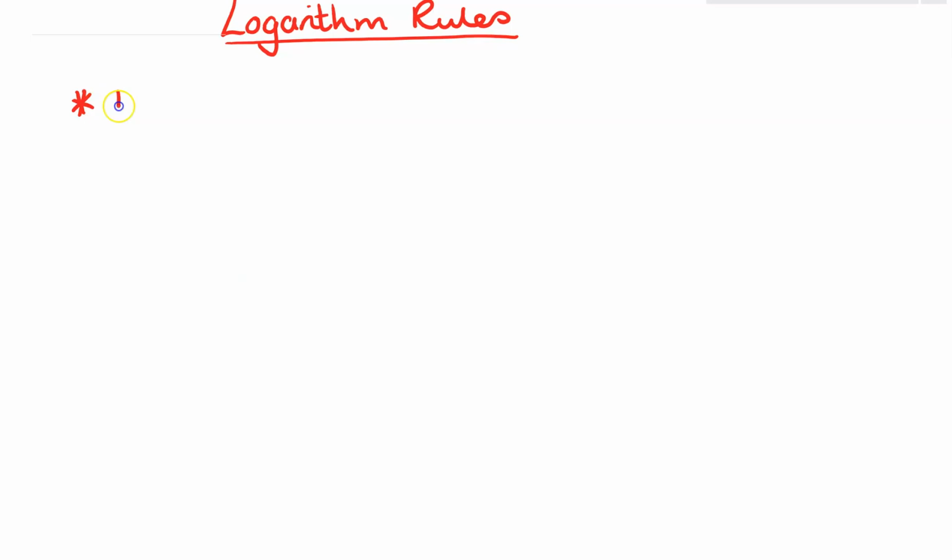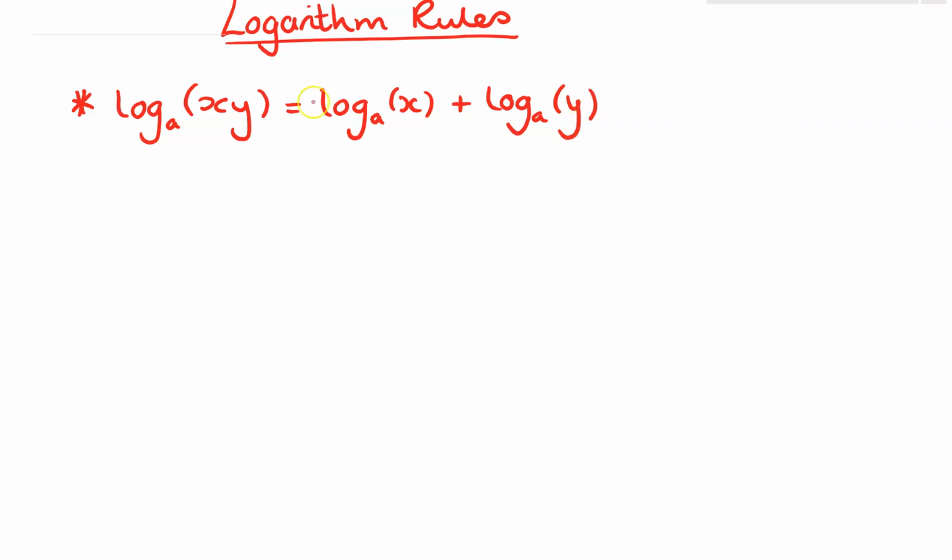You've got log to base a, so any base, of xy is log to base a of x plus log to base a of y. And they are interchangeable. In other words, if you've got a product in your logarithm, you can split it up with an addition, just like you would do with an index. For example, a to the x times a to the y is a to the x plus y. So when they're multiplied together, you get a plus sign.